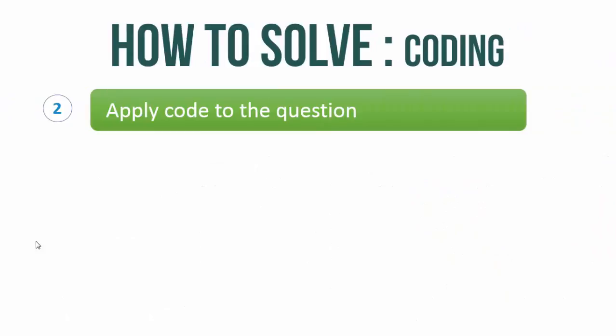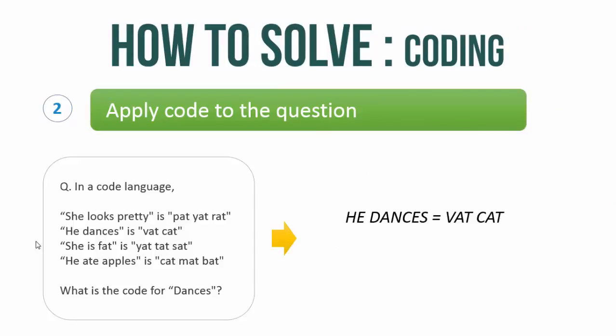Step 2 is to apply the code to the question. We know that he dances is bat cat. From the previous step, we know that he is cat, that leaves dances is bat. Now look at the options and choose the option which equates that with dances.